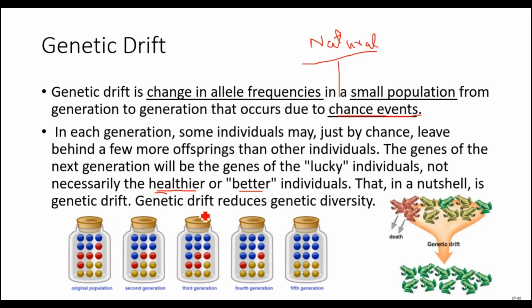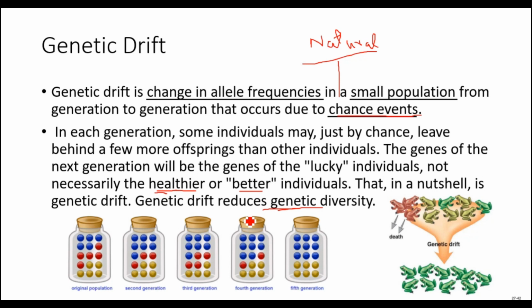And genetic drift reduces the genetic diversity. As it is a chance event, we don't know which gene will be shifted, whether the dominant allele or the recessive allele. So if all of those that survived are dominant alleles, there will be less genetic diversity. If all of them are recessive, there will also be less. It will reduce the genetic diversity.